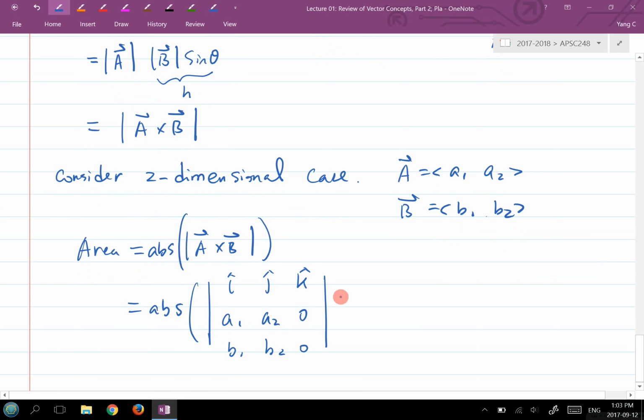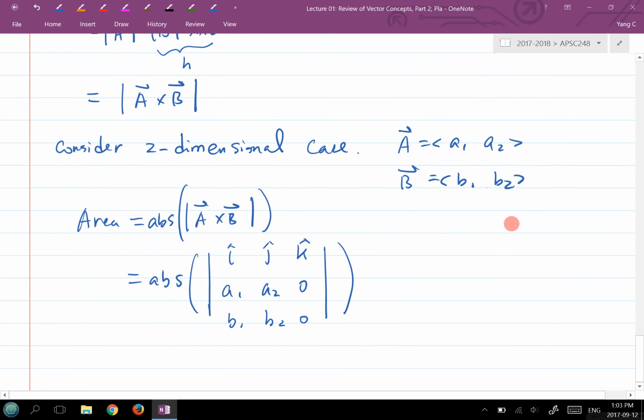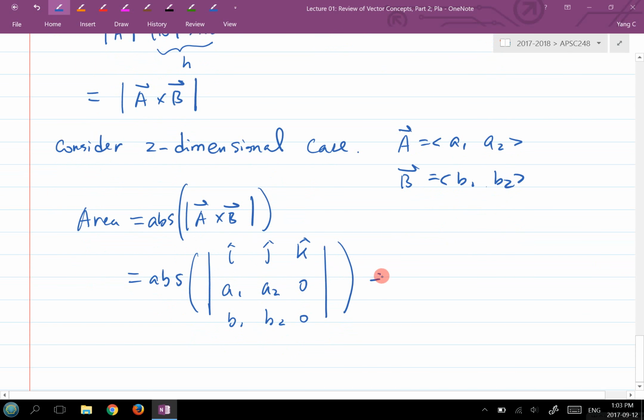That's the formula for the cross product. Then you can calculate the norm of this: once you get the vector, you calculate its norm or absolute value. We don't have to use actual numbers; we can use the symbols A and B, and you will see the result is a1 b2 minus a2 b1.